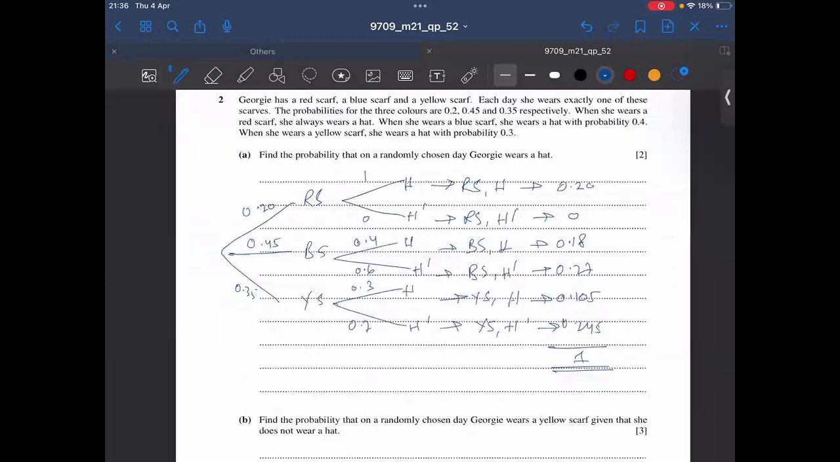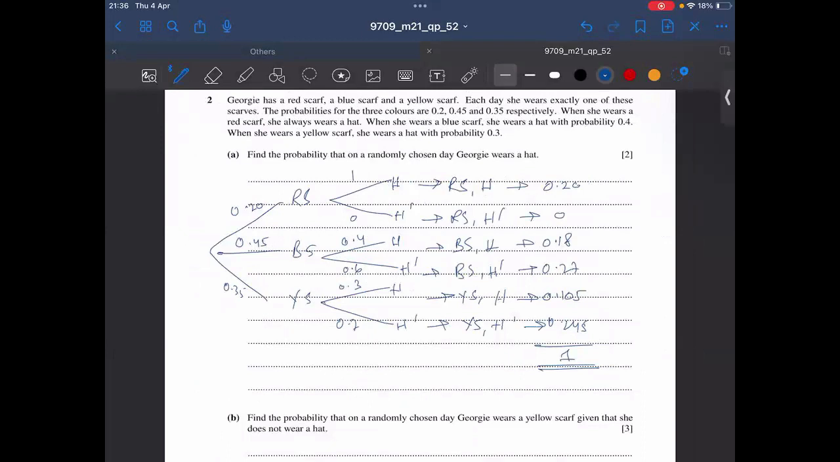Now, once you have this tree diagram, you can solve each of these parts very easily. Now you are asked to calculate the probability that Georgie wears a hat on a random day. Wears a hat means this plus this plus this. So you can add them up. 0.20 plus 0.18 plus 0.105 is equal to 0.485.